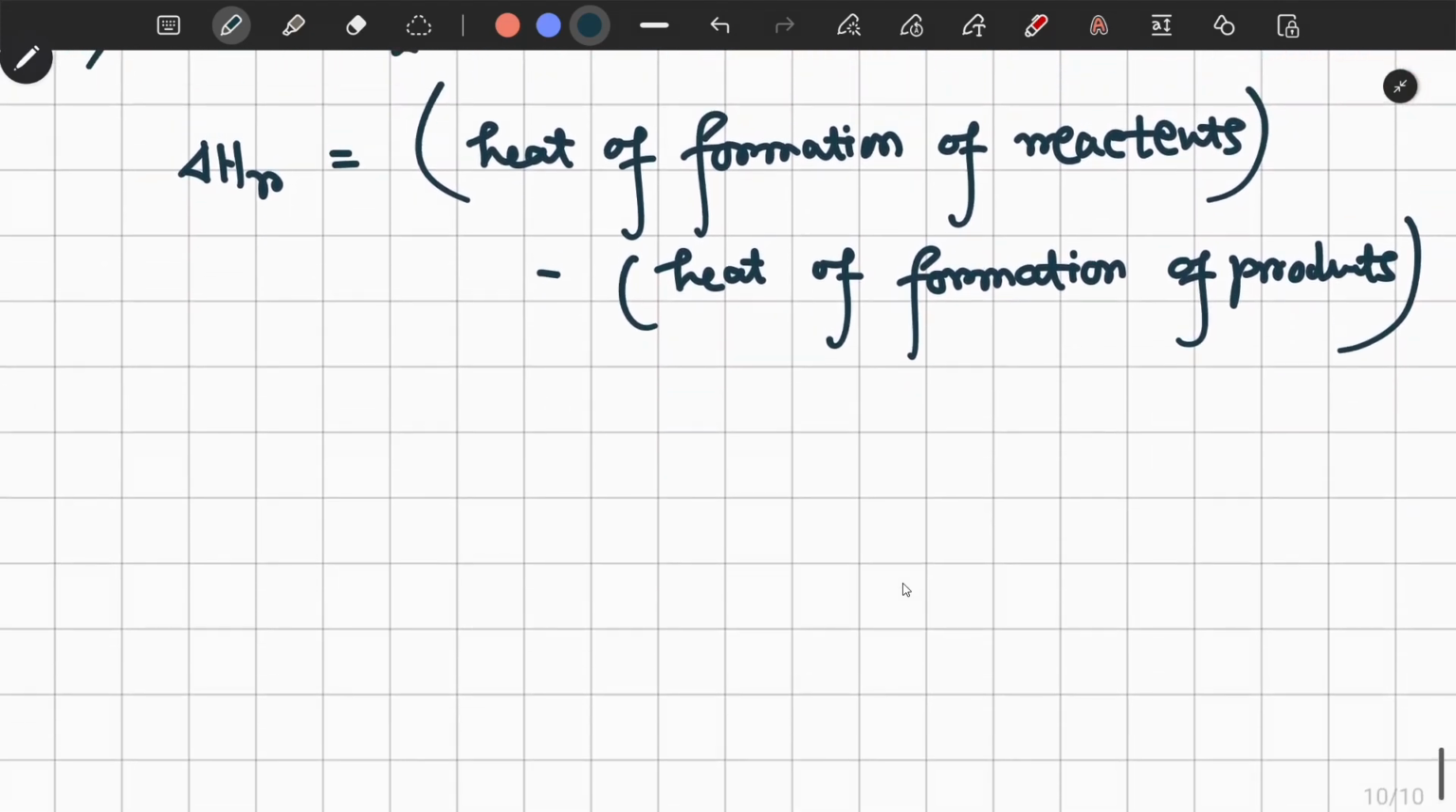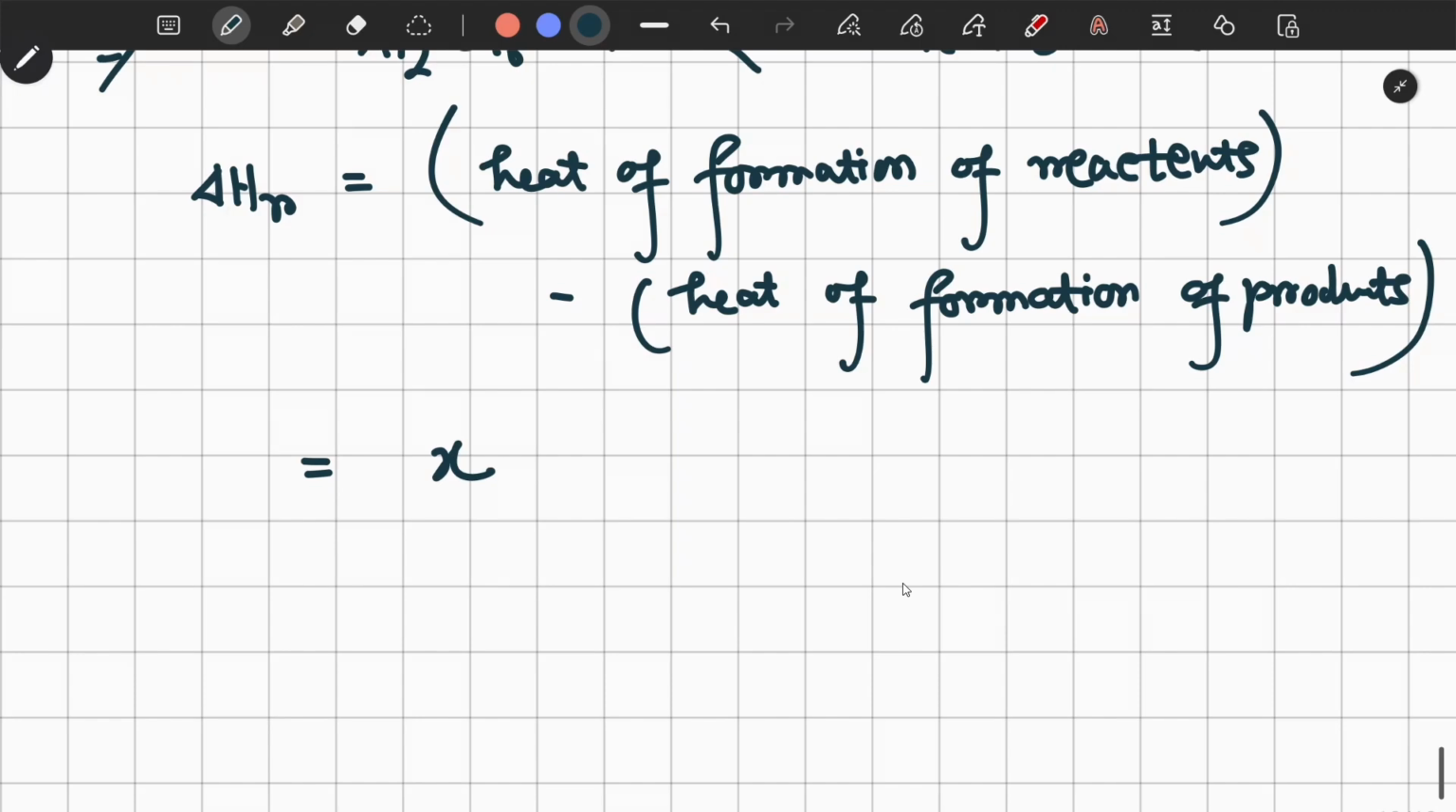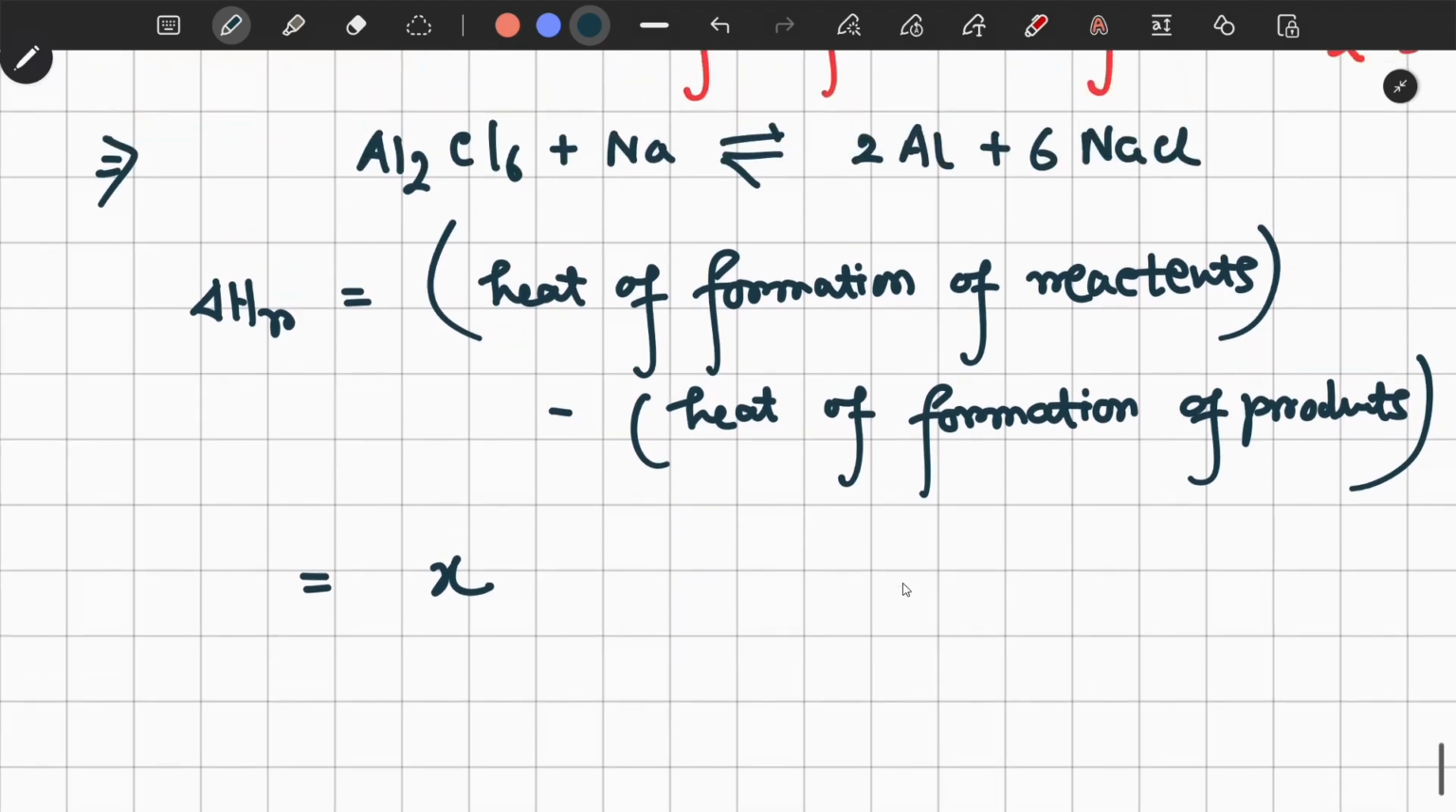So what will be for reactants? Al2Cl6, that you want to calculate, let's say X. For Na it will be 0, it's a pure substance. Aluminium is 0, and it is given, that is 6 into NaCl. So it is clearly X minus... okay, no, here is a catch. So it will be products minus reactants.